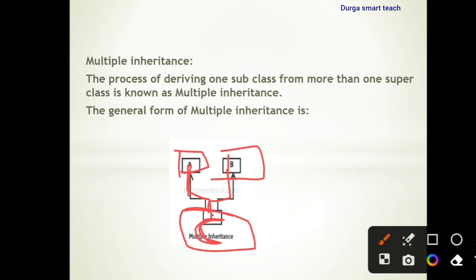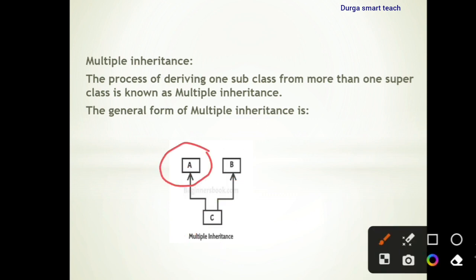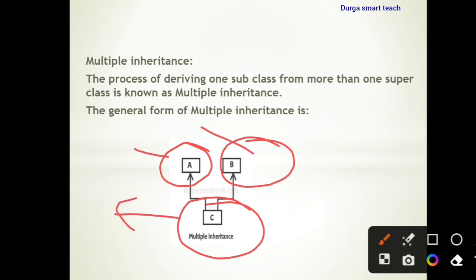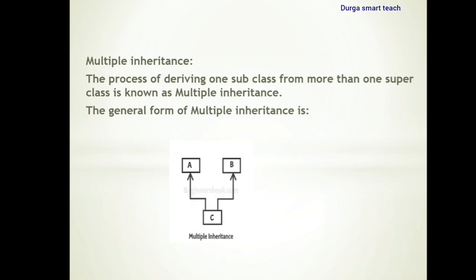Okay, so A class contains the properties of A class, B class contains the properties of B class, and C class contains the properties of A class, B class and C class. Because C is a child, A and B are parents. Okay, so if you create a child class from parent classes, the child class inherits the properties of the parent classes. Yes. So the process of deriving one subclass from more than one superclass is known as multiple inheritance.